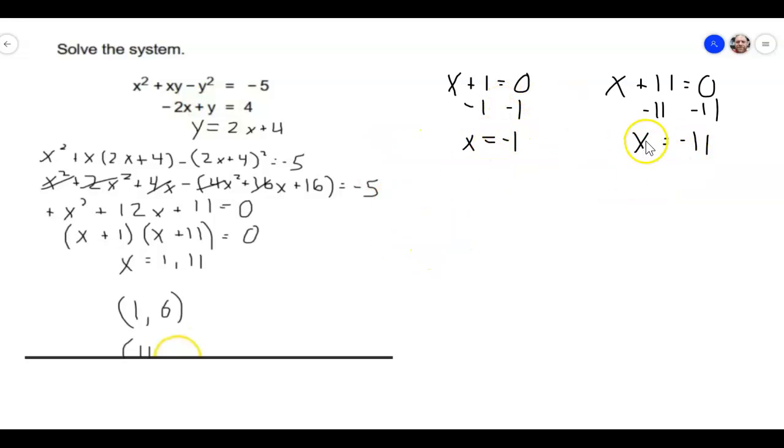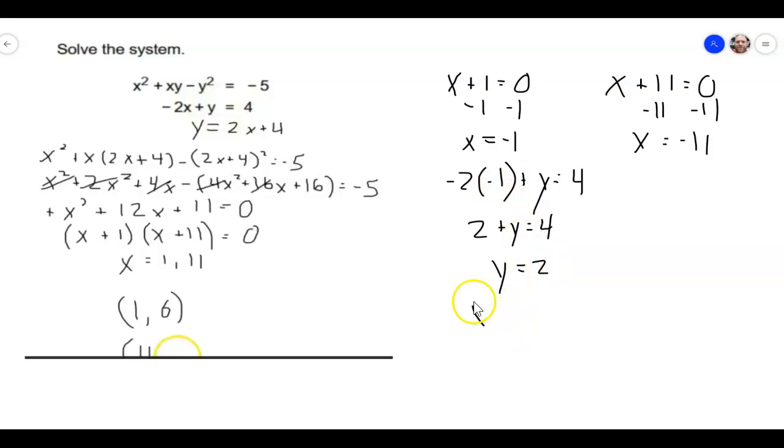So once we have these two here, let's use this second equation to get the y values for those. If we plug it in, it's going to be negative 2 for the first one times negative 1 plus y is equal to 4. So that's going to be 2 plus y is equal to 4. Subtract 2 from both sides, you're going to get y is equal to 2. So this should be negative 1, 2 there. Just make sure that looks good.